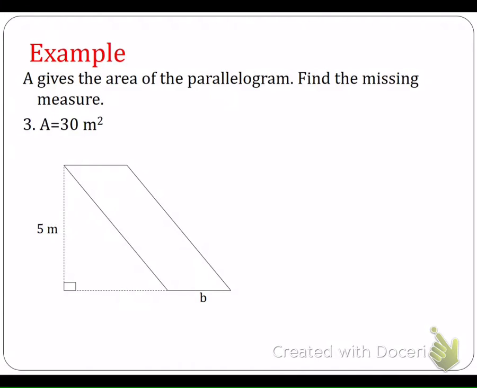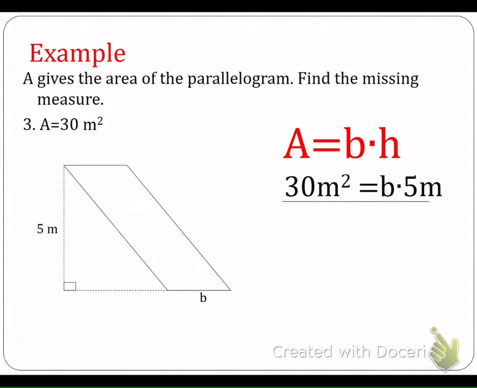How will I start this one? It's going to be 6. Where'd you get 6? Right, so you do 30 equals b times 5, because 5 is the height. Divide by the height. We get a base of 6 meters.